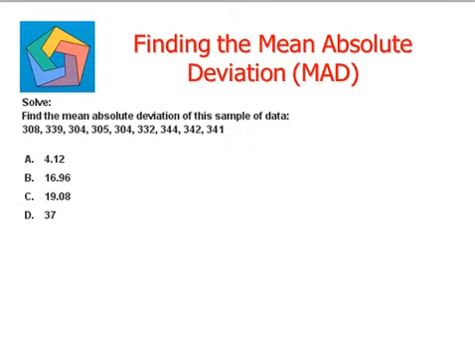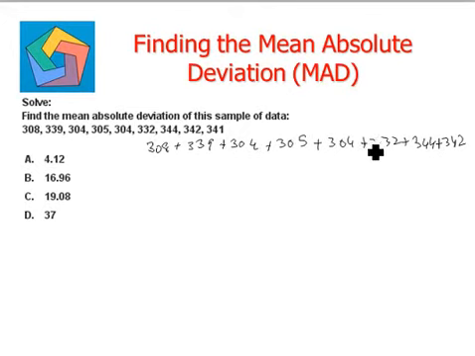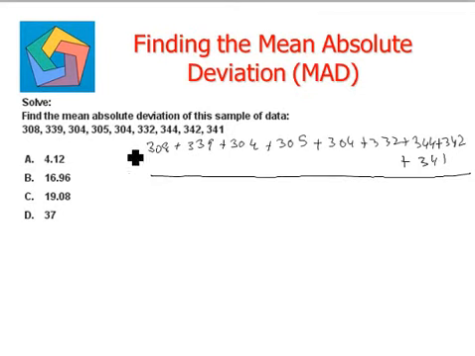Let's look at the next question. Find the mean absolute deviation of this sample of data. Now here our rule remains the same. We'll add up all the sample data values: 339 plus 304 plus 305 plus 304 plus 332 plus 344 plus 342 plus 341, divided by the count. Let's see how many numbers we have in the data: 1, 2, 3, 4, 5, 6, 7, 8, 9. So 9 is the count.